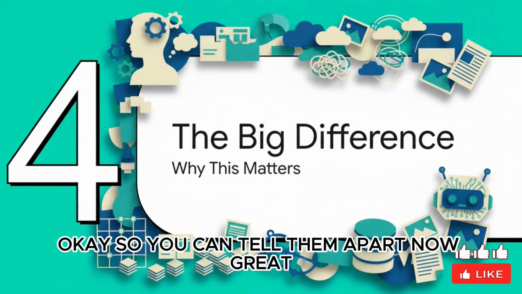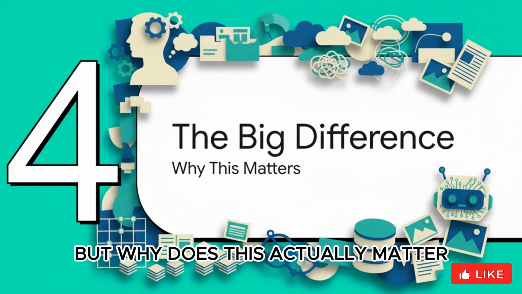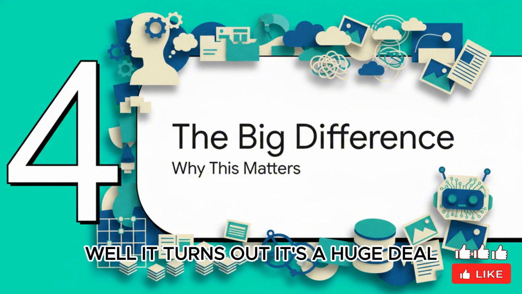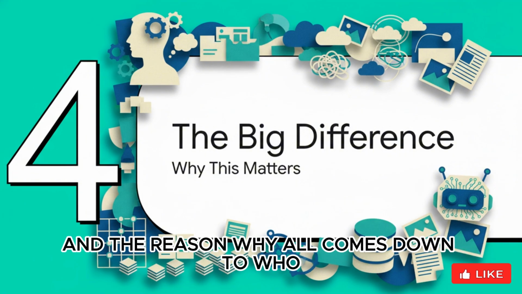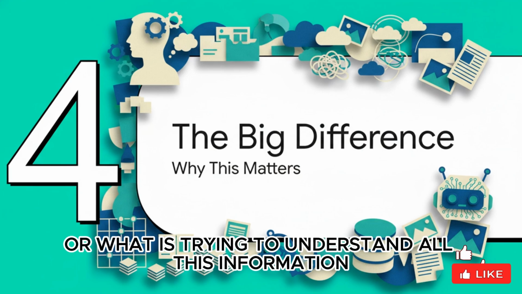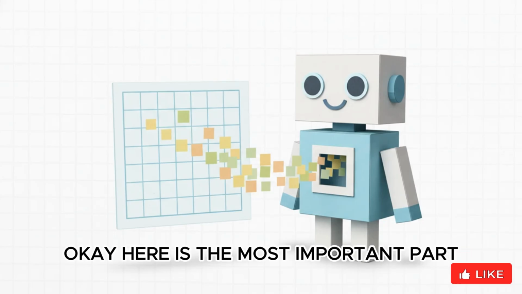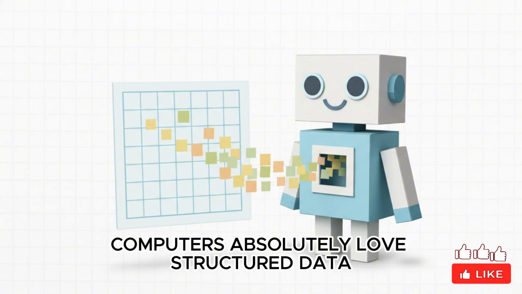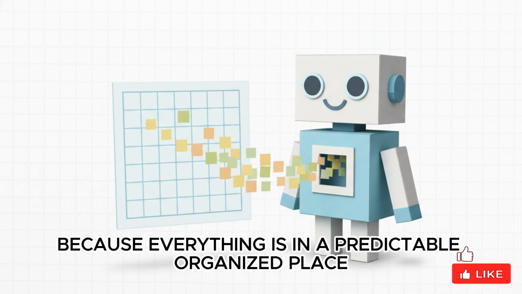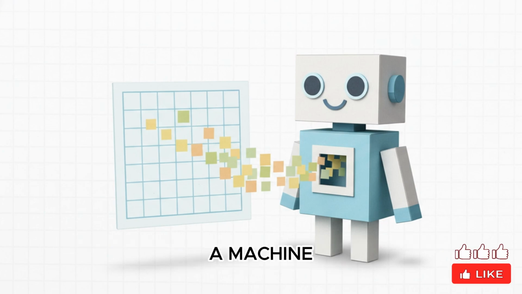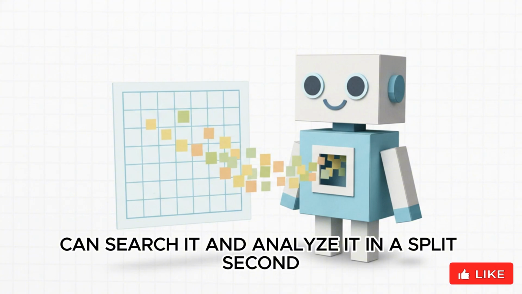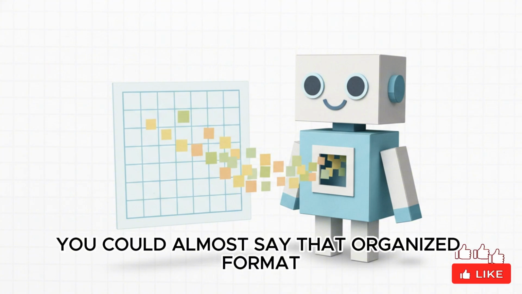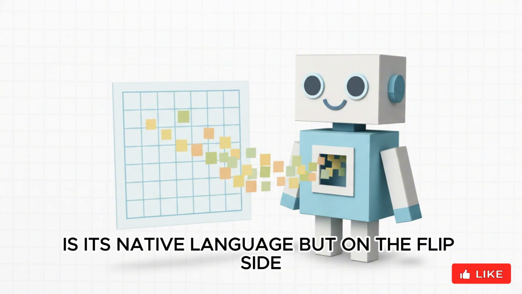Okay, so you can tell them apart now. Great. But why does this actually matter? Well, it turns out it's a huge deal. And the reason why all comes down to who or what is trying to understand all this information. Okay, here's the most important part. Computers absolutely love structured data. Because everything is in a predictable, organized place, a machine can search it and analyze it in a split second. You could almost say that organized format is its native language.